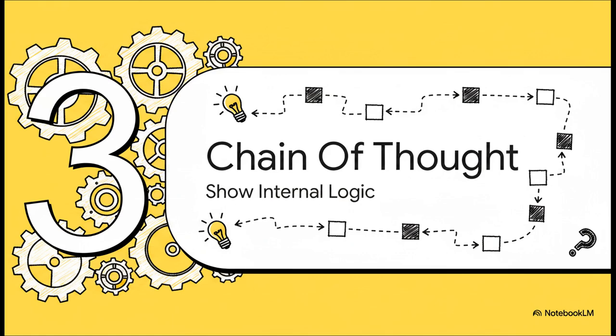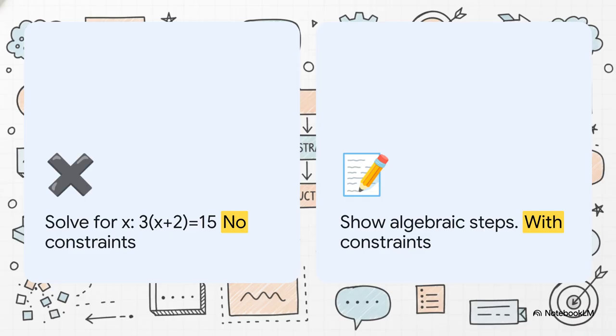We are moving beyond basic constraints into some advanced territory here. Take a standard prompt without any constraints. Solve for x. 3 times x plus 2 equals 15. The AI just spits out the answer. X equals 3. Boom, done.